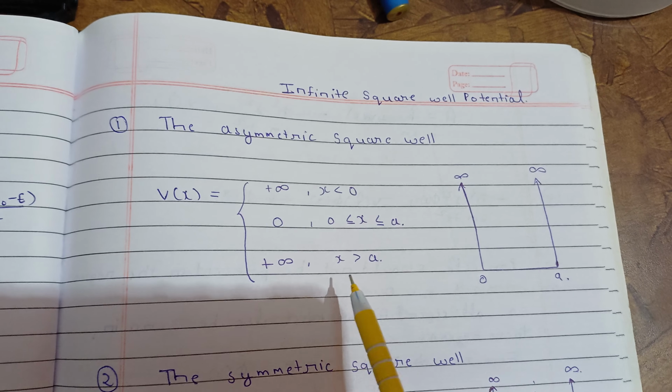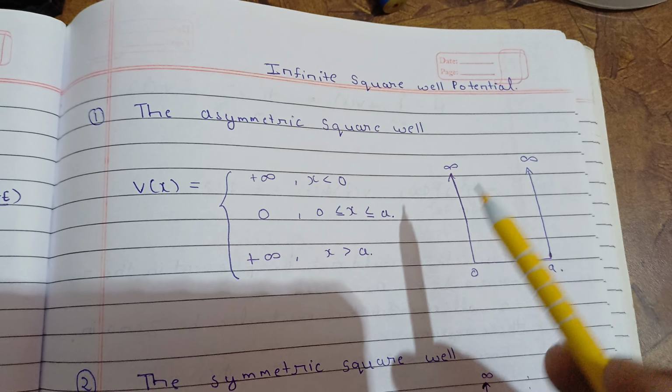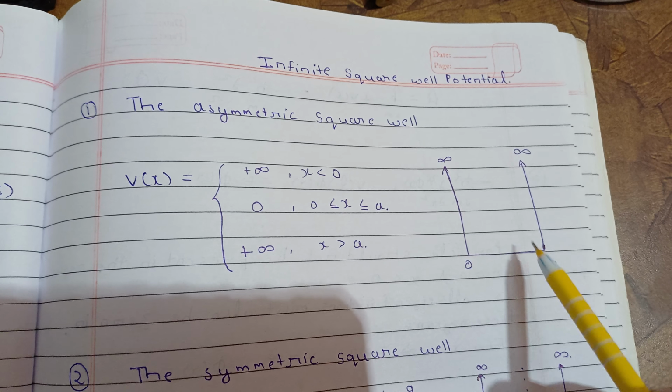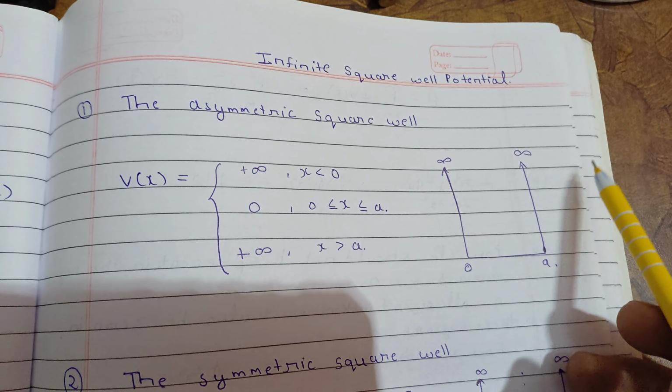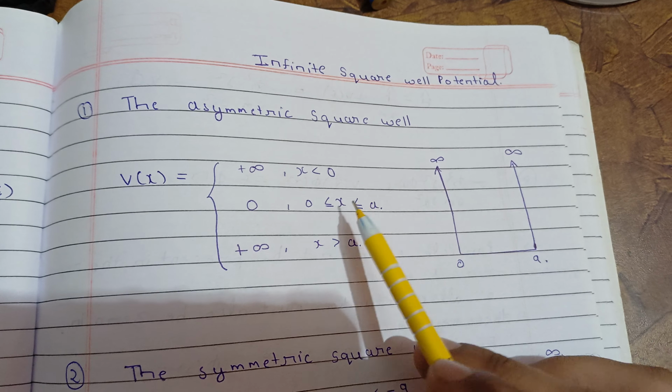Now, there is this potential and there is some well inside it. So, this is called the infinite square well potential. That's how it is defined. There is infinite potential on both sides, and in the middle of it, there is zero potential. It can be of two types, asymmetric and symmetric.